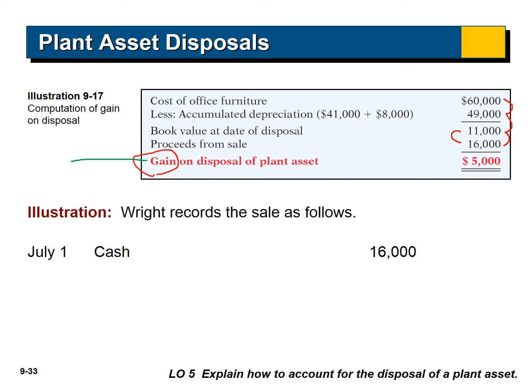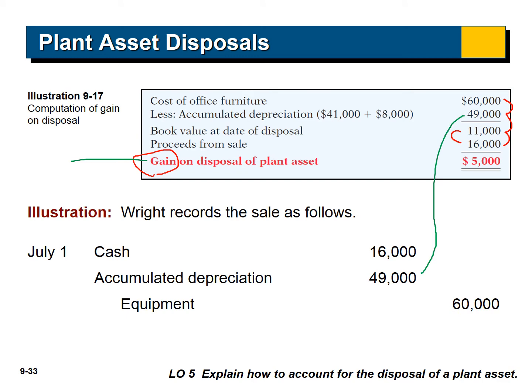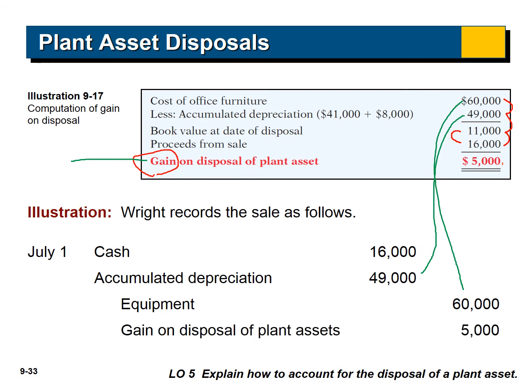Well, we have to record the $16,000 proceeds, the cash proceeds. We have to remove the accumulated depreciation, that's the $49,000. We have to remove the equipment, that's the original cost here. And then we have to record the gain, which is the $5,000 here.